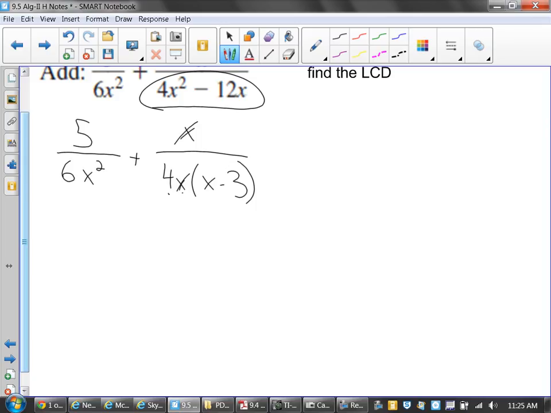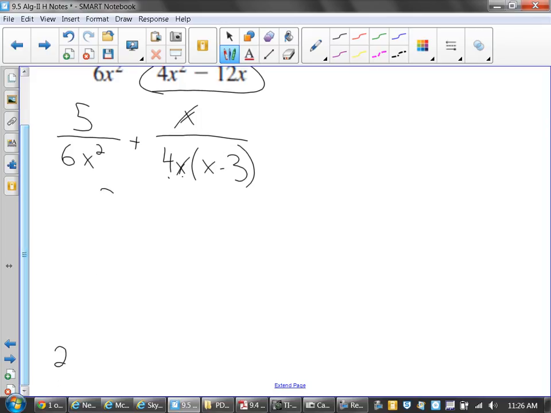It kind of works the same way if this happened to be a 2x up here. I could have simplified the 2 and the 4. Sometimes you're able to do that with the x values as well, as long as it's straight out written up as multiplication. All right? So now I know that my new fangled addition problem is 5 over 6x squared plus 1 over 4 times x minus 3.